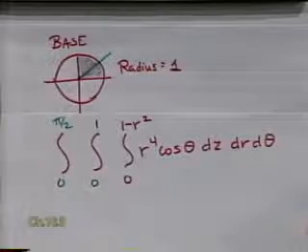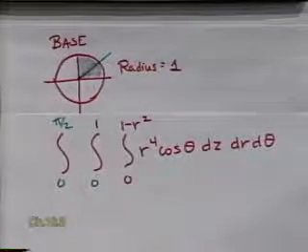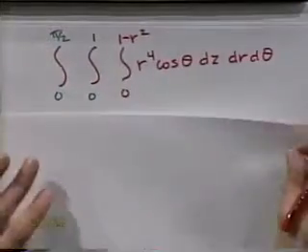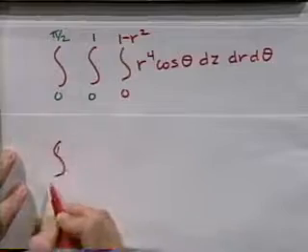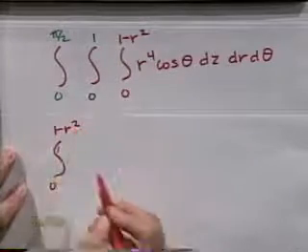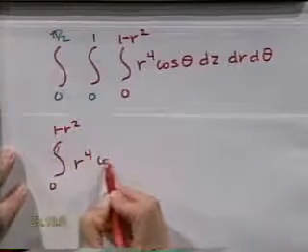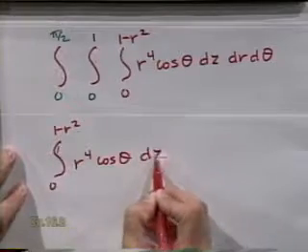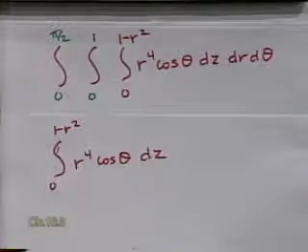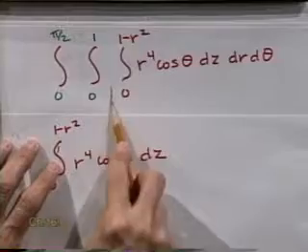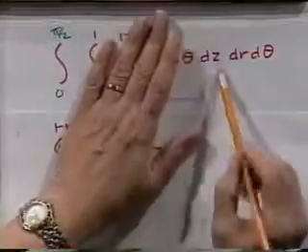Okay, all right, now I think we will do this one. We can't do them all, but we will do this integral. So the first thing I'm going to do is the inner integral from 0 to 1 minus r squared of r to the 4th cosine theta dz. We're doing the inner one first, this one right here, or really all the way to here.